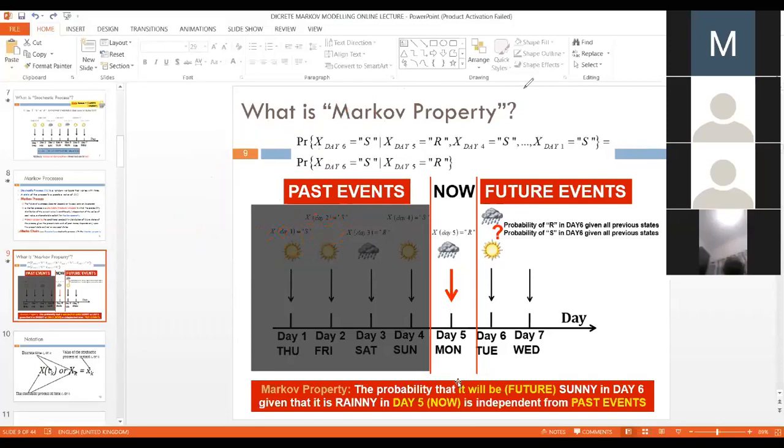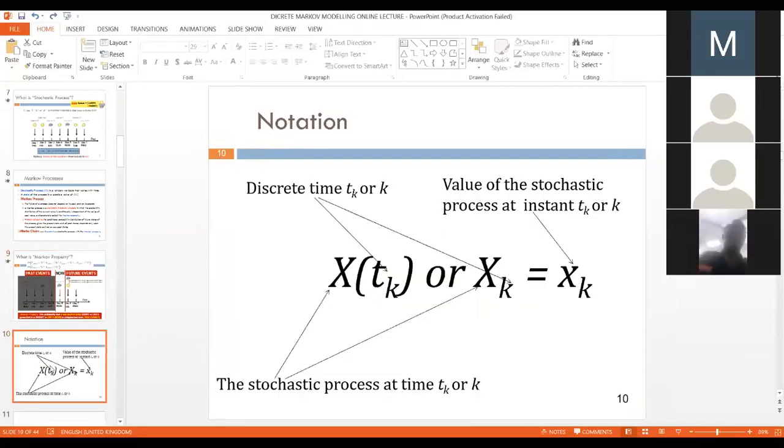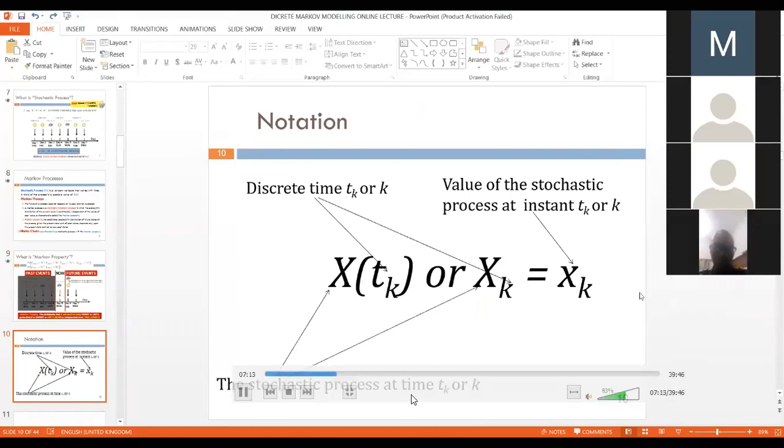Okay, let's continue. Then we also mentioned the representation of the Markov modeling. Yeah, Kenny, is it Isaac? Isaac, can you hear me? Okay.